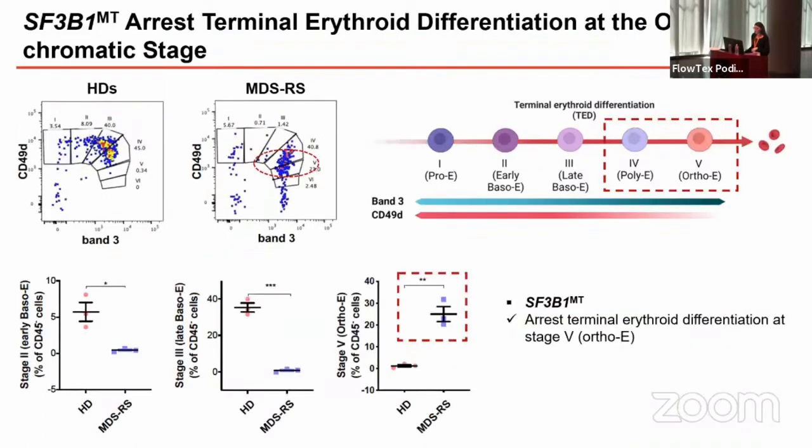We were then able to locate each stage of the terminal erythroid differentiation, as you can see in the plot. We performed the same analysis in 3 MDS patients with ring sideroblasts and 3 healthy matched donor controls. We saw that the MDS-RS patients had an increased percentage of cells located in cluster 5, which is the orthochromatic erythroblast. This confirms our single-cell data that in MDS patients the terminal erythroid differentiation is arrested at the level of the orthochromatic erythroblast.